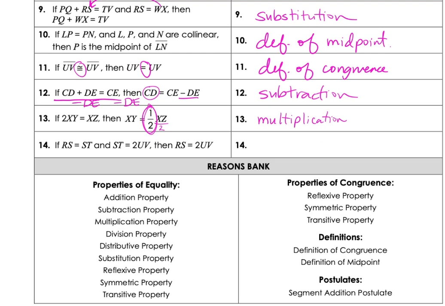And then 14, what'd you get? That's transitive. Okay, the two in the middle are the same. Get rid of them, and you're left with that. So far, so good? Ready to try some proofs? Let's do it.